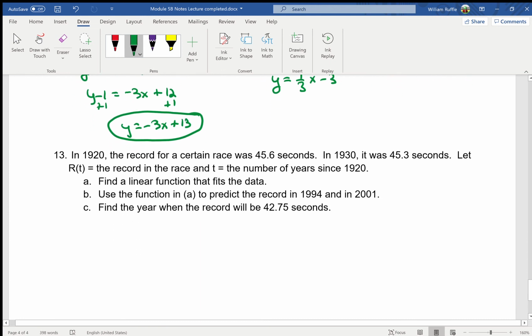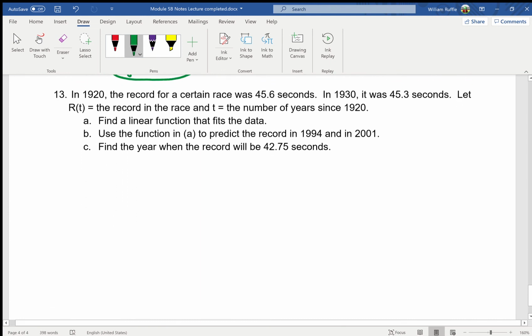This next question is kind of a mean question, just partially because it's a word problem. But they actually make it very nice. We're going to be able to use our shortcut in this to write the formula out. So, in 1920, the record was 45.6 seconds. In 1930, it was 45.3. So we're going to try to make a linear function of this, how the race, people are getting faster and faster.